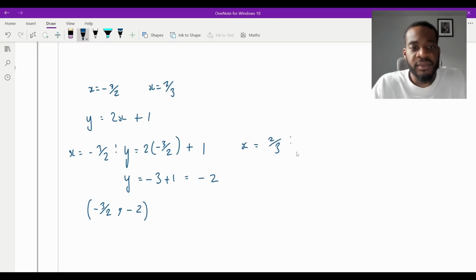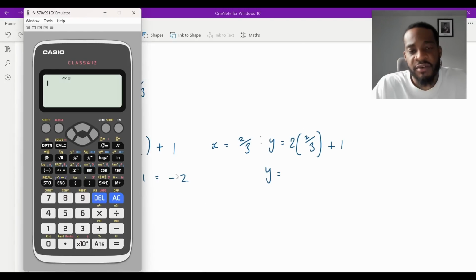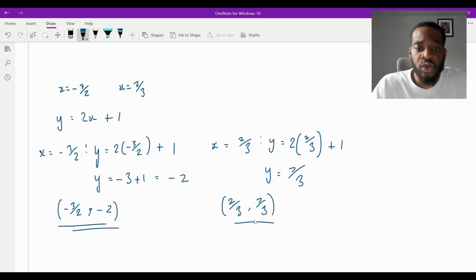So doing that there, that's going to be y is equal to 2 lots of 2/3 plus 1, which is going to be a fraction. I'll just put this into the calculator. It's going to be 4 over 3 plus 3 is 7 over 3, but let me put it in anyway. 2 bracket 2/3 plus 1 is 7 over 3. Yeah? So therefore, the other point is going to be when x equals 2/3, y is equal to 7/3. And this is going to be your answers here. So minus 3 over 2, minus 2, 2/3, 7/3.